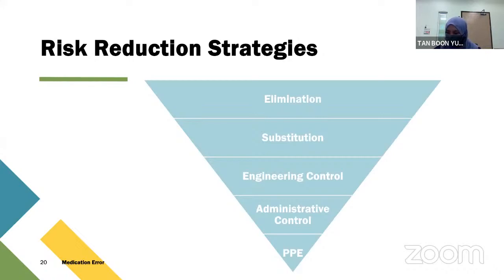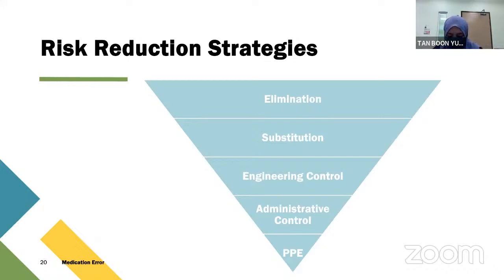Number 1 is elimination. Elimination is more to remove the hazardous actions that can lead to medication error. And number 2 is substitution, whereby you replace something hazardous, such as equipment, with safer equipment, for example. And then the third one is engineering control, whereby you can use IT to help you to ease the process or the flow so that the medication error can be prevented during the journey.